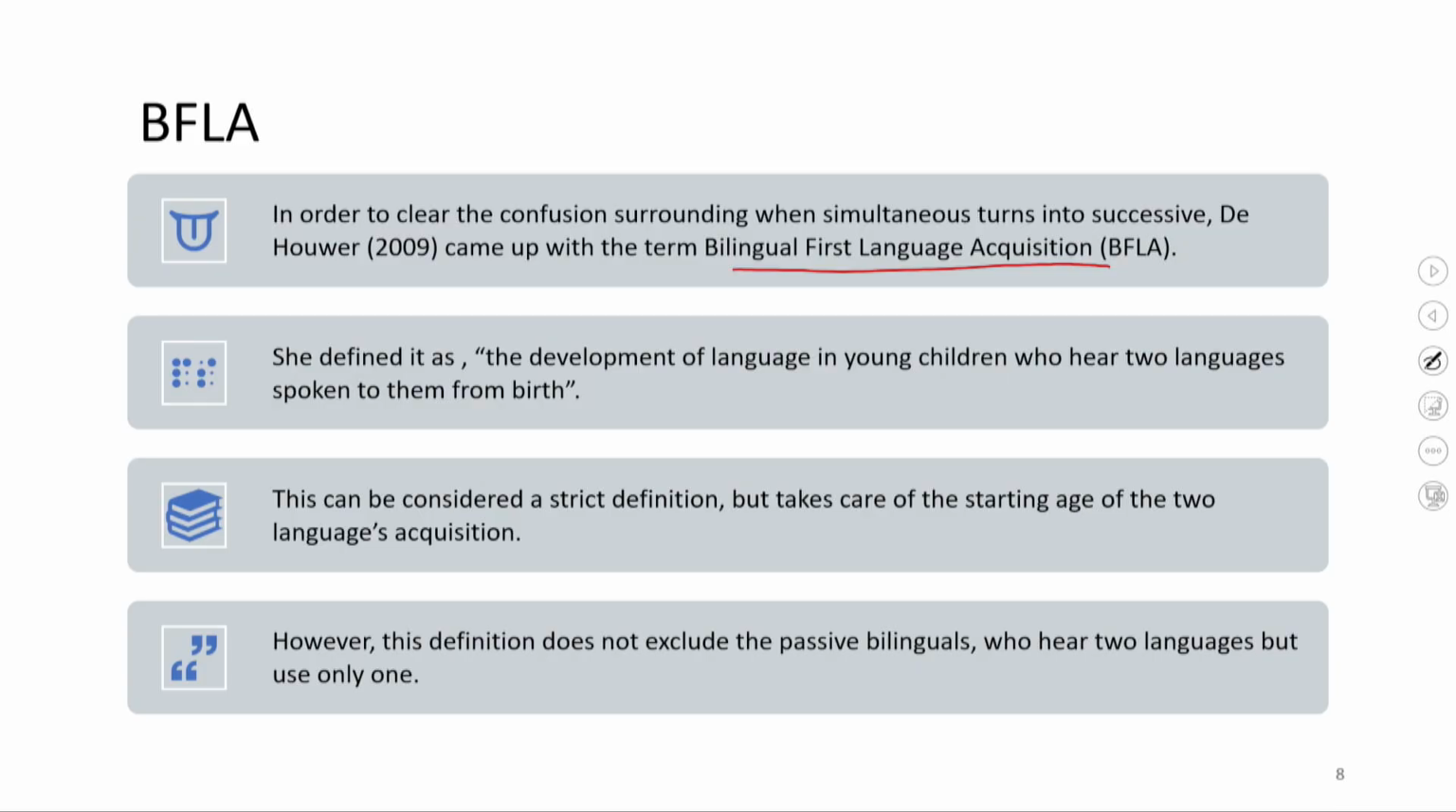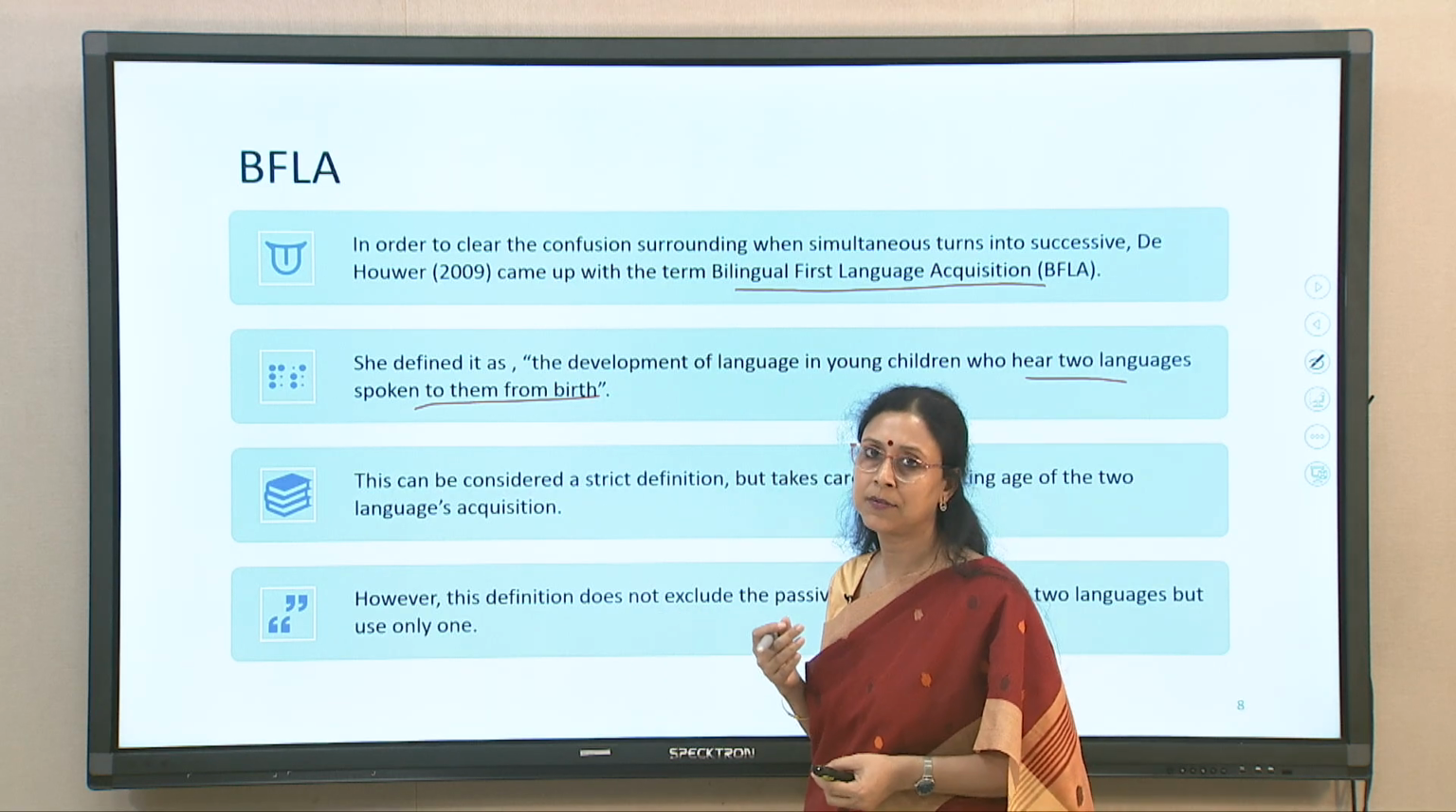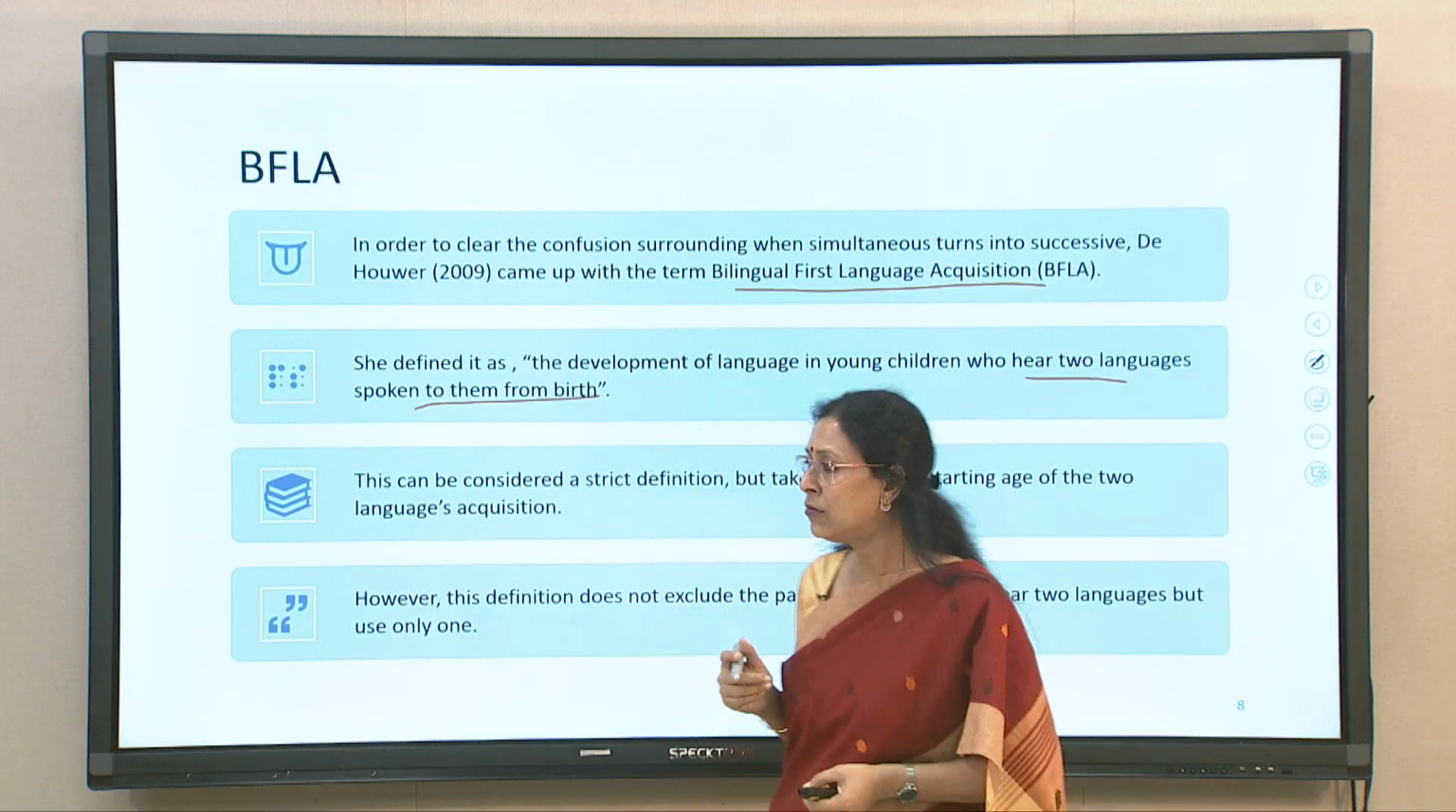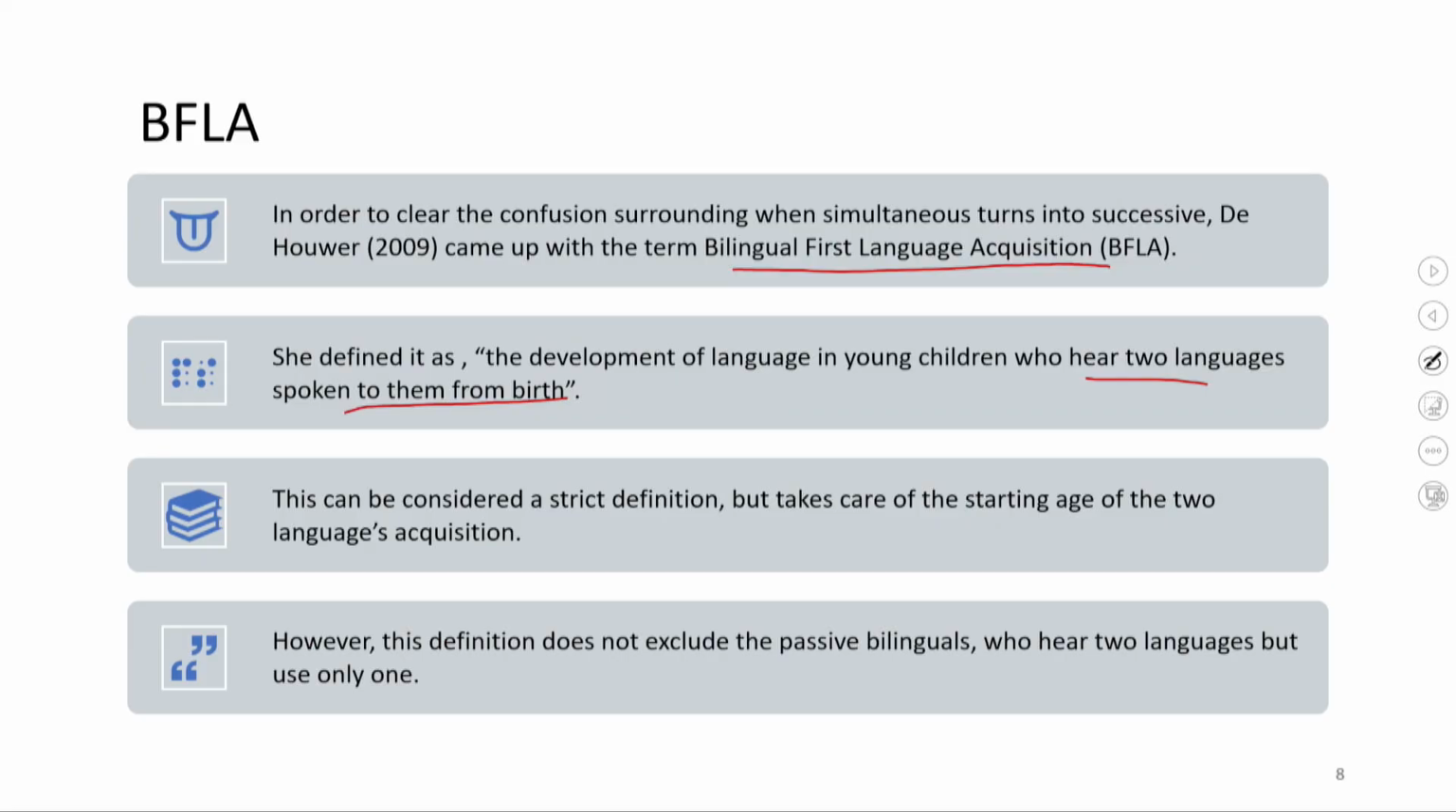This name was given by Annick de Houwer. She defined it as the development of language in young children who hear 2 languages spoken to them from birth. So, from the very beginning, if they have heard 2 languages being spoken to them, then they will be considered part of the BFLA category. Now, this was later considered to be a rather strict definition, but on the whole, this is a good definition, because it takes care of the starting age of the 2 language acquisition, so that there is no confusion that children must be spoken to in 2 languages from the very beginning. So, that is where it starts.